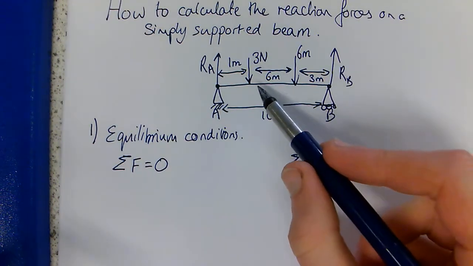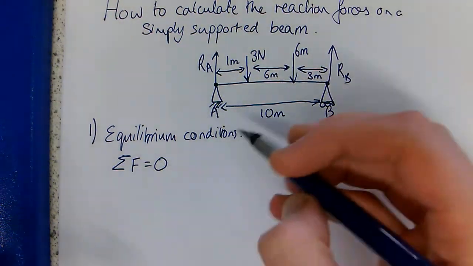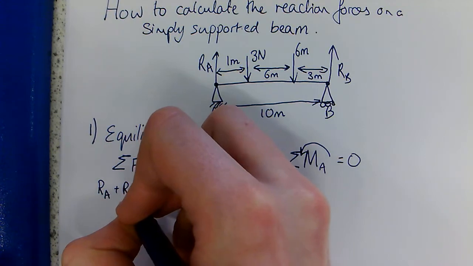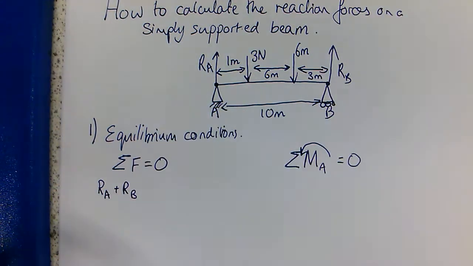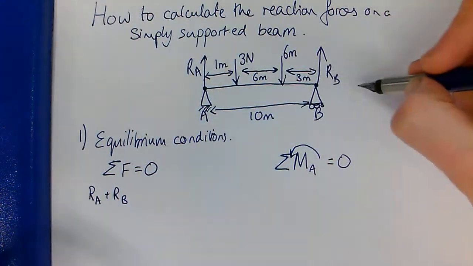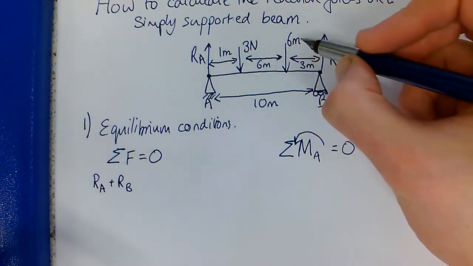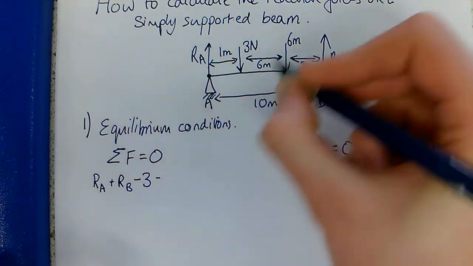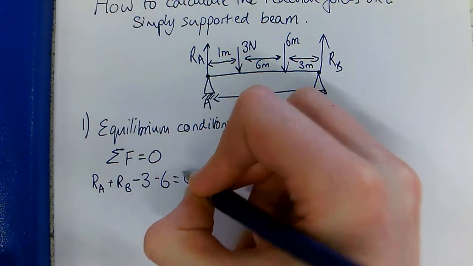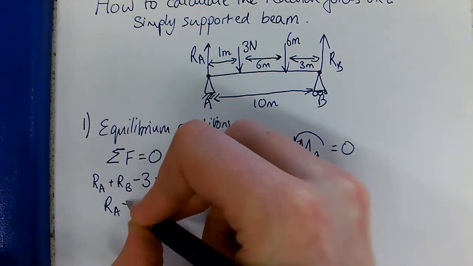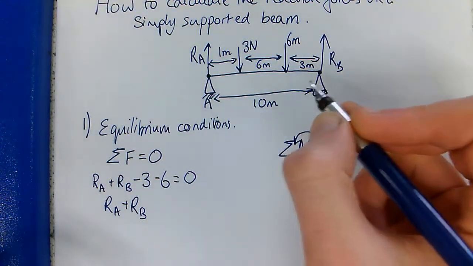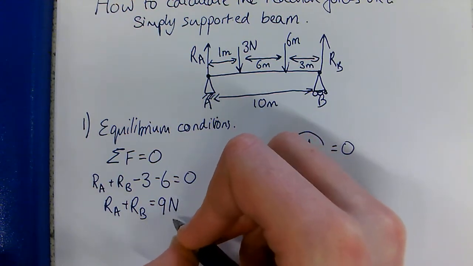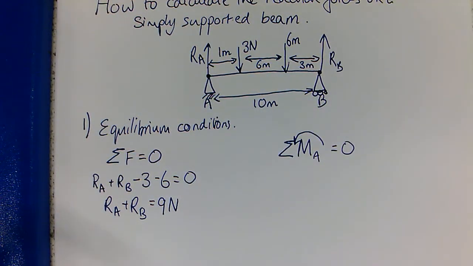So looking at this, I'm going to write an expression for our forces. The easy way to do this is to look at the forces that are acting upwards, add those together, RA, RB, and then look at the forces acting downwards, take those away. So RA + RB - 3 - 6 is equal to 0. This gives us an expression that links the reaction at A plus the reaction at B equal to some amount of force. Here it's 9 newtons.